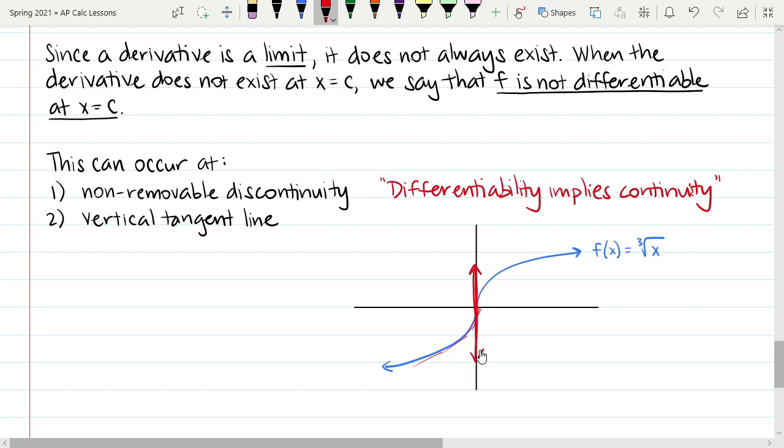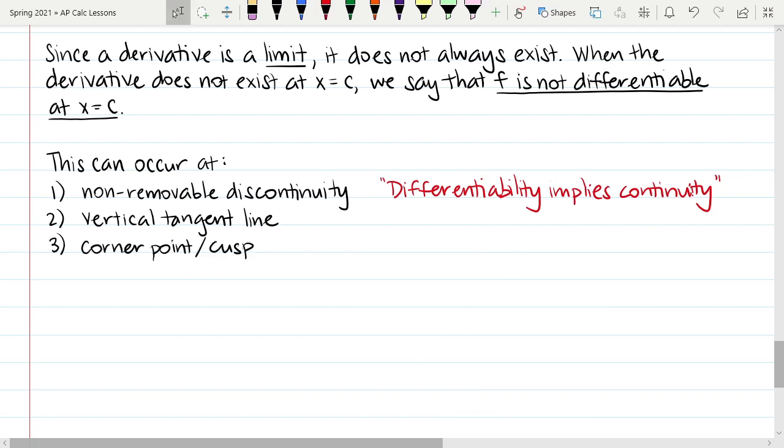Now remember that the derivative represents the slope of the tangent line. But if my tangent line is vertical, hopefully you recall from previous courses that a vertical line has no slope, or in other words, the slope is undefined. And if it's undefined, then that means it doesn't exist. But the slope of the tangent line is the derivative. So that's why if you have a vertical tangent line for a function, then that means this function is not differentiable at x equals 0 in this particular case.